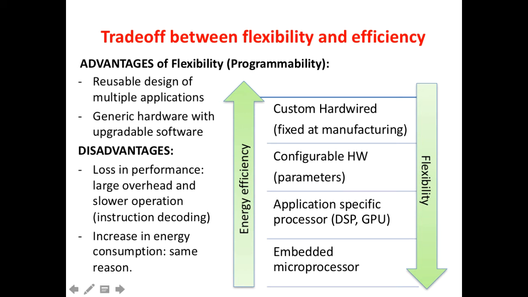Then by going down this scale, we can increase the flexibility and reduce the energy efficiency. The next step is what is called configurable hardware. So basically, it is hardware that has some parameters that can be changed by software.